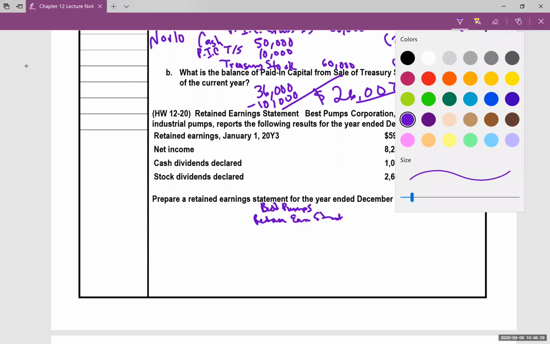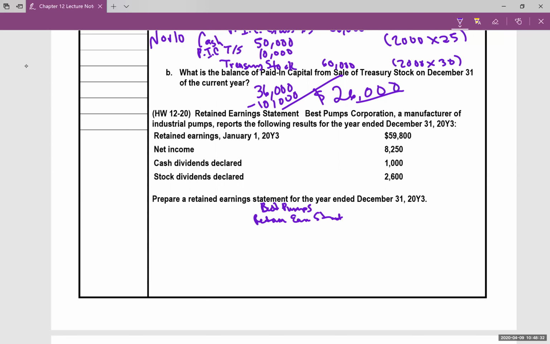And for year ended 20Y3. That's fine. Okay, remember that retained earnings, we'll see how many lines we're going to have. We're going to have 5 lines. We start with the beginning balance. Retained earnings, beginning balance. If this was December, it would have been January 1st, 20Y3. And that number is 59,800.